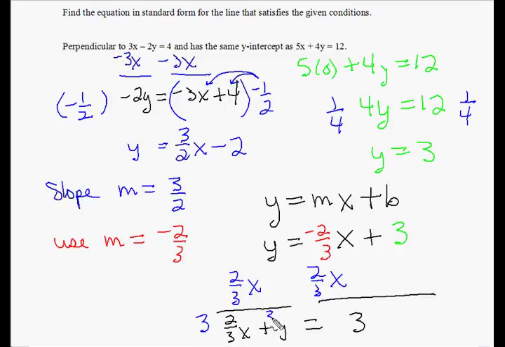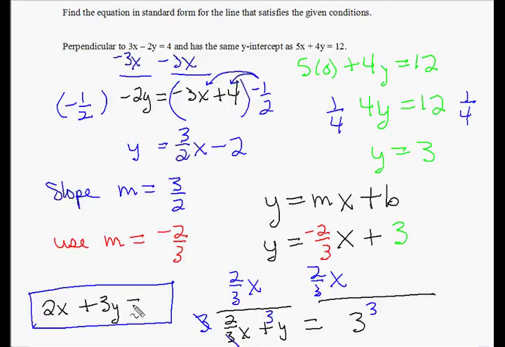So I can multiply each term, each side of the equation by 3, but since there are two terms on this one side, they're both going to get multiplied by 3, and reduce. We have our final answer for the equation perpendicular to the first line with the y-intercept the same as the second line, 2x plus 3y is equal to 3 times 3 is 9.